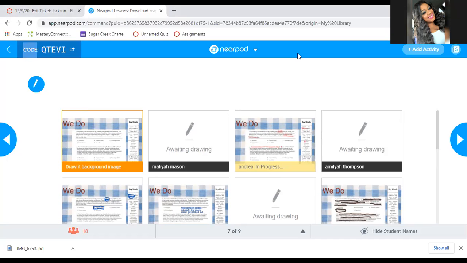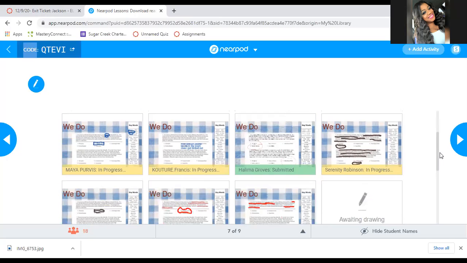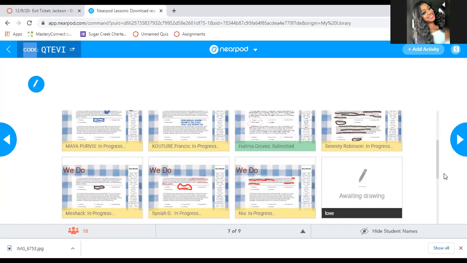Meshach, it's only 2 questions. It's only 1 and 2. You're only supposed to be doing it for number 1. Yeah, we're not moving on to number 2, Sanaya, not yet. Just number 1. I see keywords underlined.